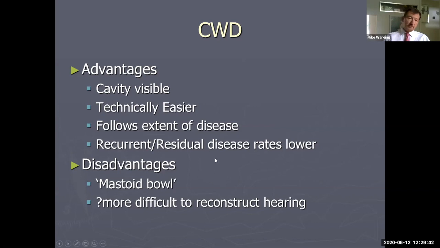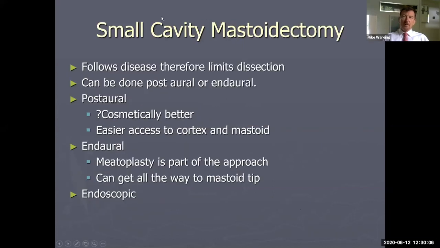Part of the technical aspects, when you're doing a canal wall down, is to make your cavity ideally as small as possible, and to shape it such that it looks like the wax is going to migrate outwards, because that's the big problem, the failure of epithelial migration. So we might call this small cavity.